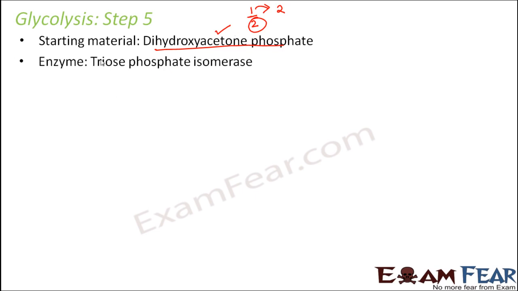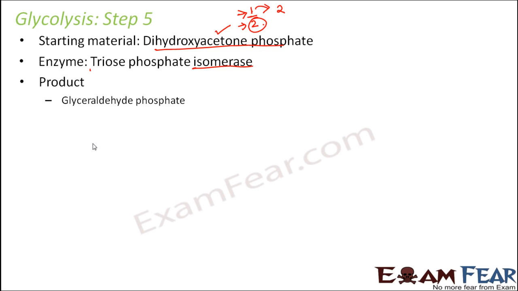Here an enzyme will be there called triose phosphate isomerase. Whenever you have this term isomerase, that means it will convert a compound into its isomer. As I told, both 1 and 2 were isomers of each other. Now we want to convert 1 into 2, that means we want to convert 1 into its isomer. So we use an enzyme isomerase. Triose phosphate isomerase is the enzyme which will be used here. And what will be the product? The product will be glyceraldehyde phosphate. Correct? This is how it will be formed.